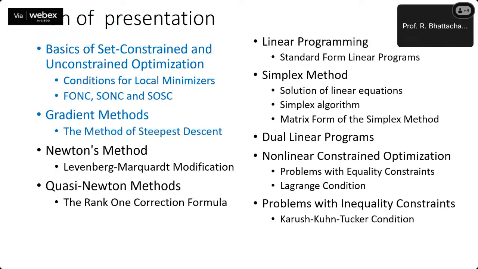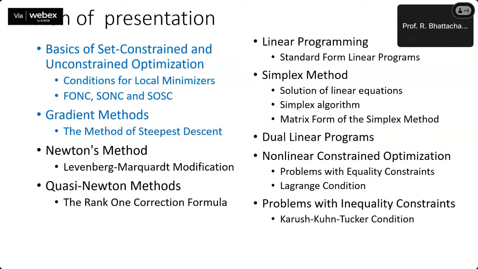So I initially made a plan of presentation to cover the entire domain of classical optimization. I have noted down the topics which we normally discuss, but given the constraints on time that I have, I will confine my discussion to a very popular method of optimization, the gradient method, and the method of steepest descent. Others, I will make cursory mention.